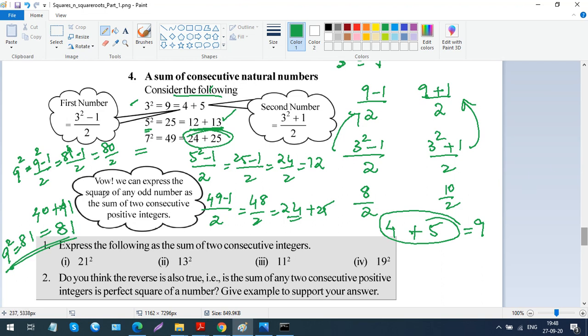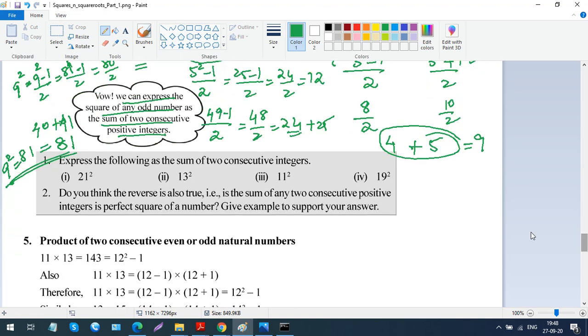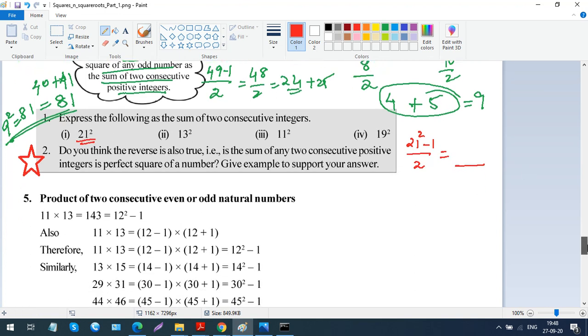See, we can express the square of any odd number as the sum of two consecutive positive numbers. So you have to write this also in your classwork. Express the following as the sum of two consecutive numbers, like 21 square. How will you do it? You will say 21 square minus 1 by 2. Whatever answer you get and the other number after this, you will have to write that plus. Understood? So you do this also and come.